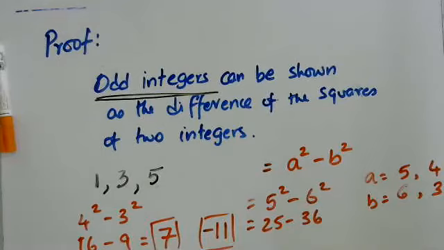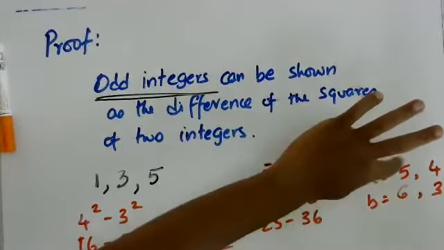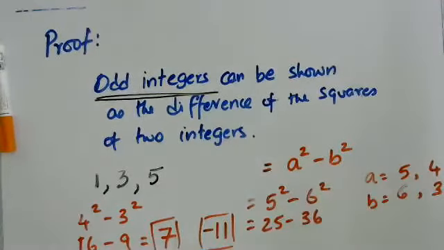So the question now is, is it true that whenever you take any number and you square both the numbers and find out the difference between them, will they always give you an odd number? That is the question. And in fact, the whole question was turned around in this manner: is it possible to show that all integers are the difference of the squares of two integers?